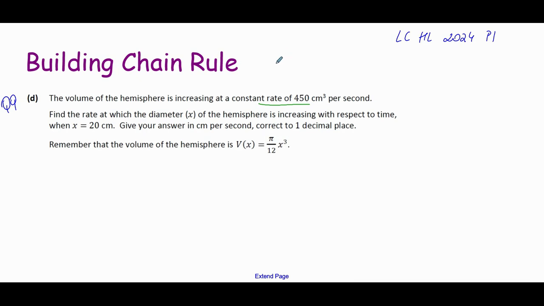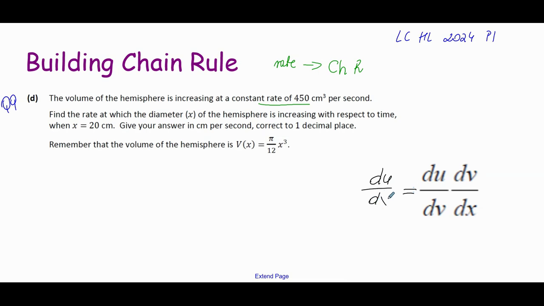Once they give you the rate, meaning they give you the derivative, you know that's going to be chain rule and you're going to be building it. So in this case, chain rule, we are considering when we are looking at the formula. Let's just get that formula from the table. So this is the formula. I'm just going to replace the beginning with du dx so that you can see it slightly better.